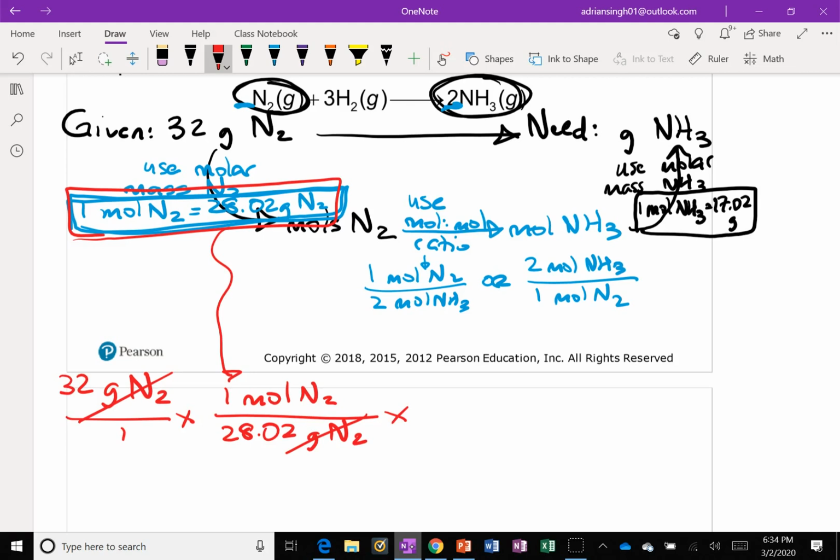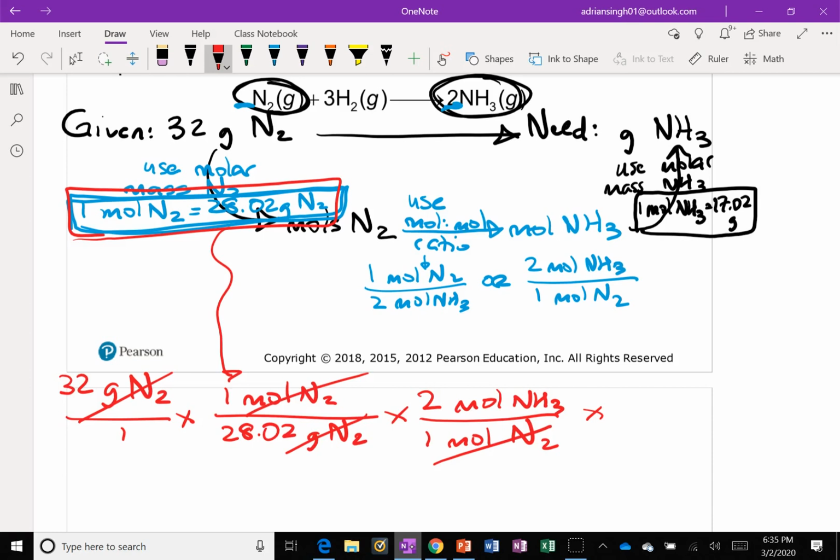So this next step here is to use that ratio, so we end up with moles of ammonia as our unit, which means we're going to choose this one, right? That has the moles of ammonia on top. So 2 moles of NH3 for every 1 mole of N2. Moles of N2 go away. Right? Your units are telling you where to put them. So don't just put numbers in, put the entire unit.